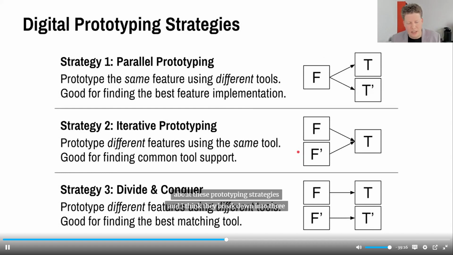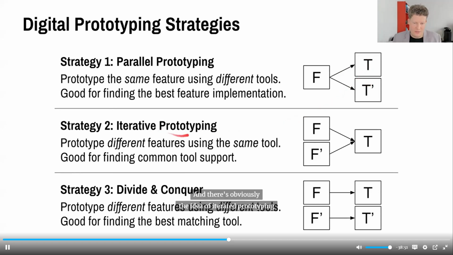I often teach about these prototyping strategies, and I think they break down into three, and these can actually help with innovation as well, especially when you prototype in teams. The first one is parallel prototyping, the idea of prototyping the same feature in different tools. It allows you to really see where you can achieve the best feature implementation, but also how these different tools feel.